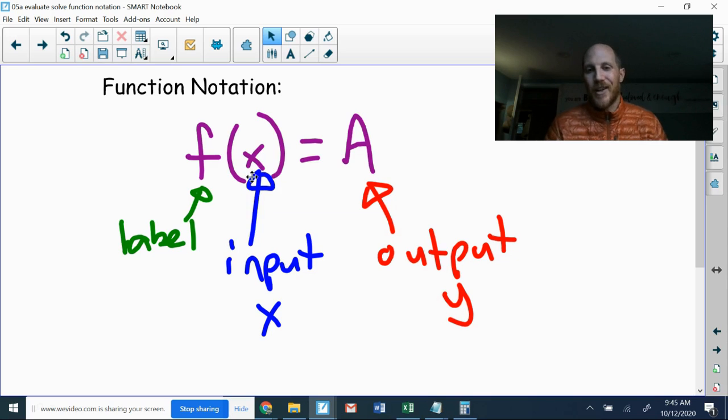Okay, so a lot of times we use x to represent input. Sometimes the letter changes. It's not an x, maybe it's a t or whatever. And a lot of times we use y to represent the output, especially if we're thinking about graphing, it's going to be a y-axis. Sometimes in story problems we use different letters. That's fine. It still refers to the output.